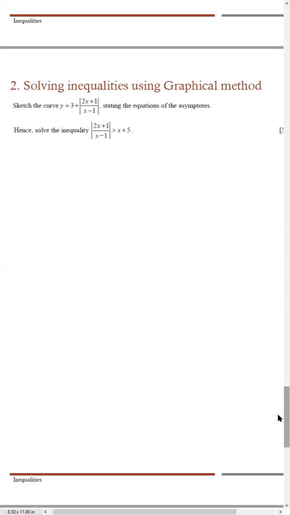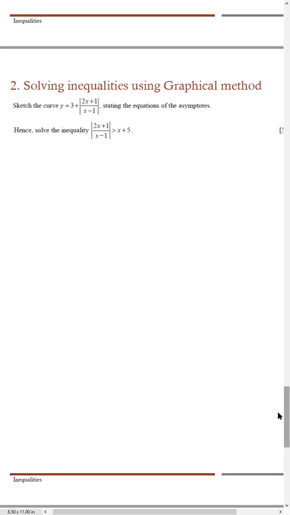Solving inequalities using graphical method. So this is the second part. Graphical method is actually very easy. This overlaps with your graphing techniques. Most importantly, you must be able to draw the graph. Of course we have our GC, which we can use to draw the graph.